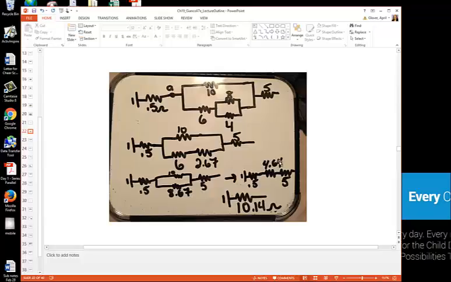You can always check your math as you're going through it. If your parallel pieces ever end up being bigger than the individual ones, you're wrong. So just go through and double check. And then you end up with having 3 resistors in series with one another. The 0.5, the 4.64, and the 5. Add those 3 up in series and gives you a total resistance of 10.14. So instead of having this crazy complicated circuit, now you have just one simple resistor of 10.14 ohms.